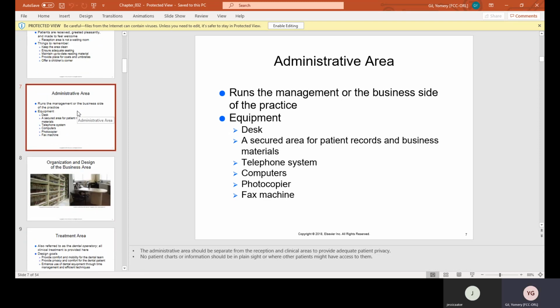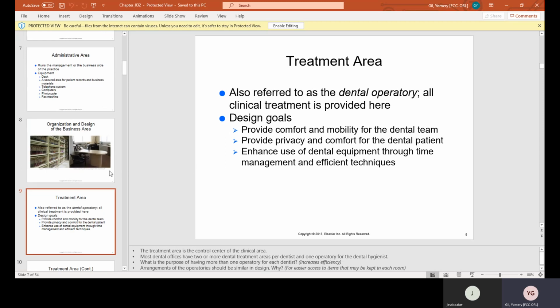So the administrative area runs the management or the business side of the practice. The equipment in this area is usually a desk, a secured area for patient records and business materials, telephone system, computers, photocopier, and fax machine. And you can also find that in the reception area in the front desk.